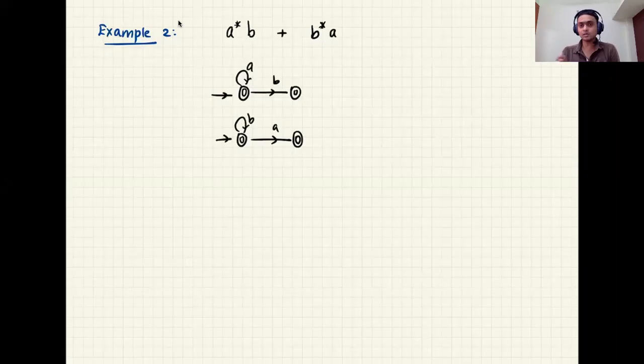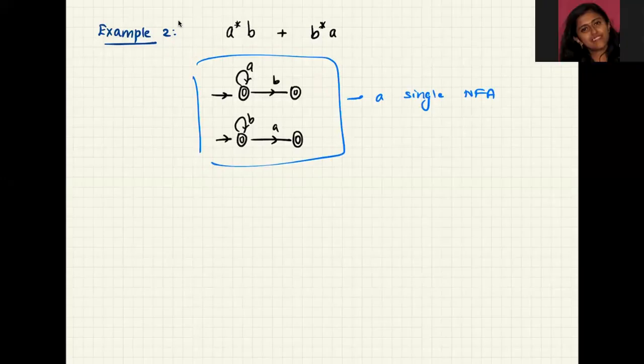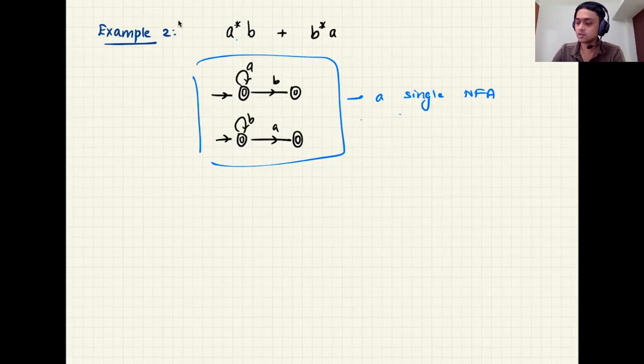So the automaton need not even be connected. This entire thing is a single automaton. This was Shuli's question in the last lecture. This is A star B plus B star A. So this is the NFA for this language, A star B plus B star A. Let me give names to these: let me call them 0 and 1, and let me call these 0 prime and 1 prime.